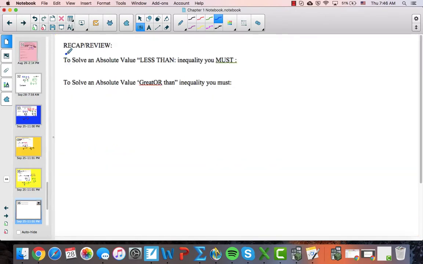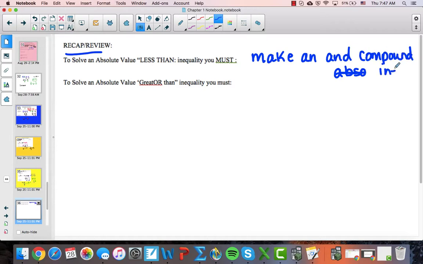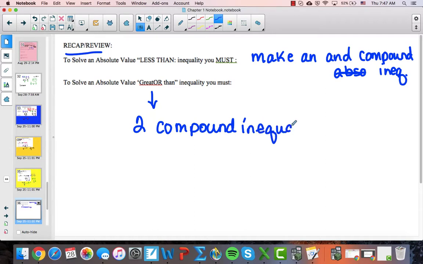So to review and recap, to solve an absolute value less than inequality, you must make an and compound inequality to solve. To solve a greater than inequality, you make a gap with the word or. So you write 2 compound inequalities using the word or.